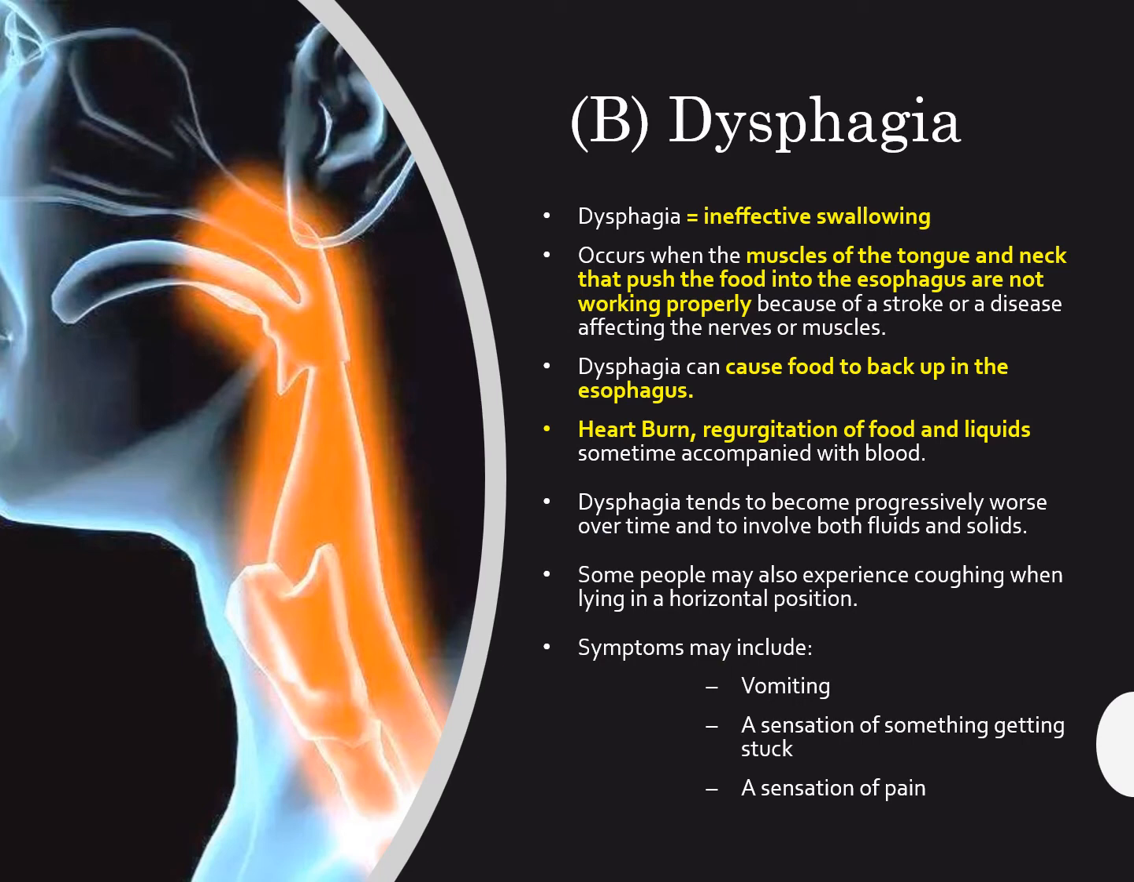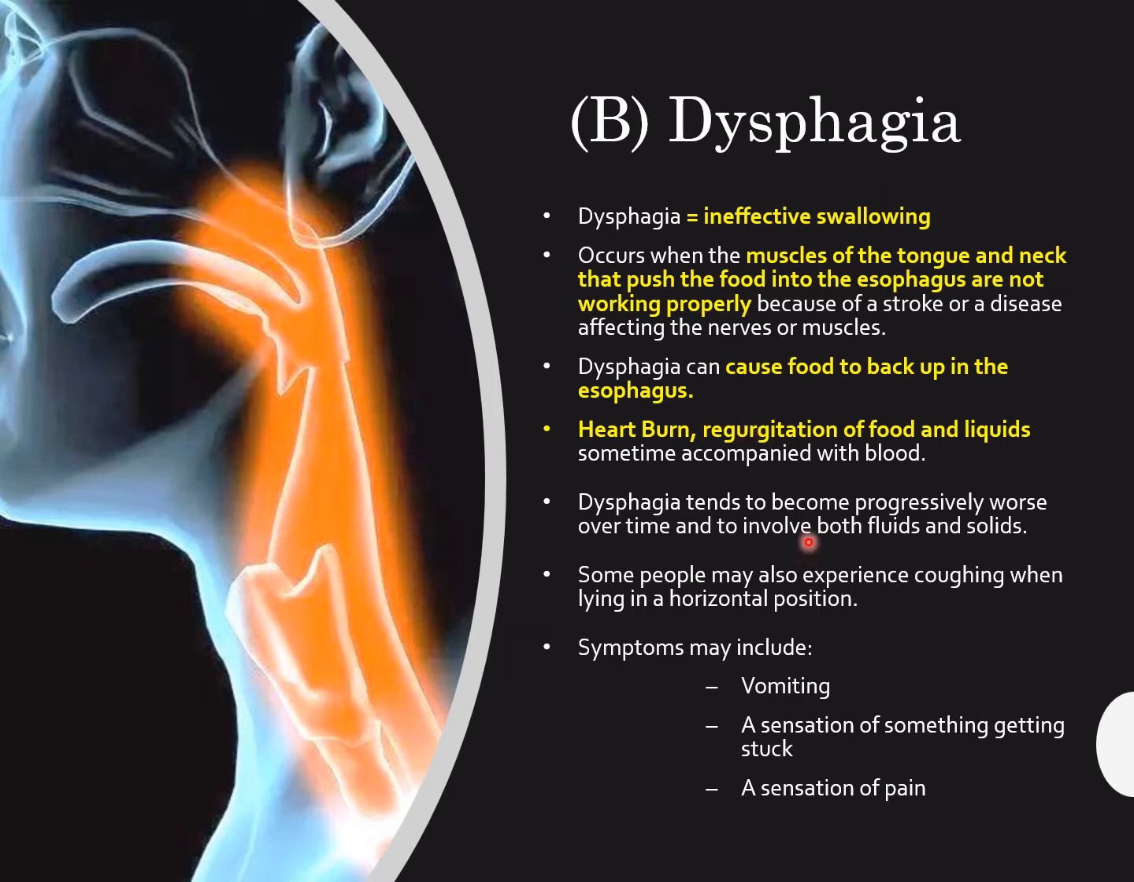Next, dysphagia, still in the upper GIT. Dysphagia means inefficient swallowing. It occurs when the muscles of the tongue and neck that push the food into the esophagus are not working properly. This is the keyword: not working. The esophagus is supposed to have peristaltic movement, but it is not working properly, maybe because of a stroke or a disease affecting the nerve or muscle. Damage of the nerve affects the muscles from working well.